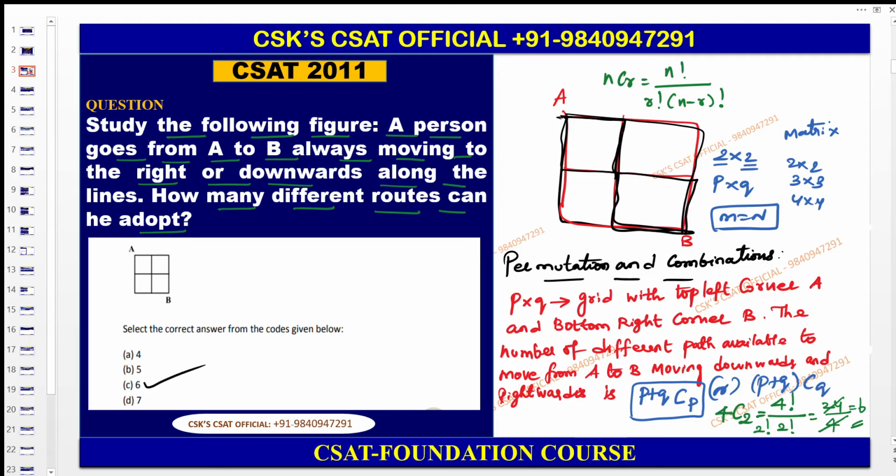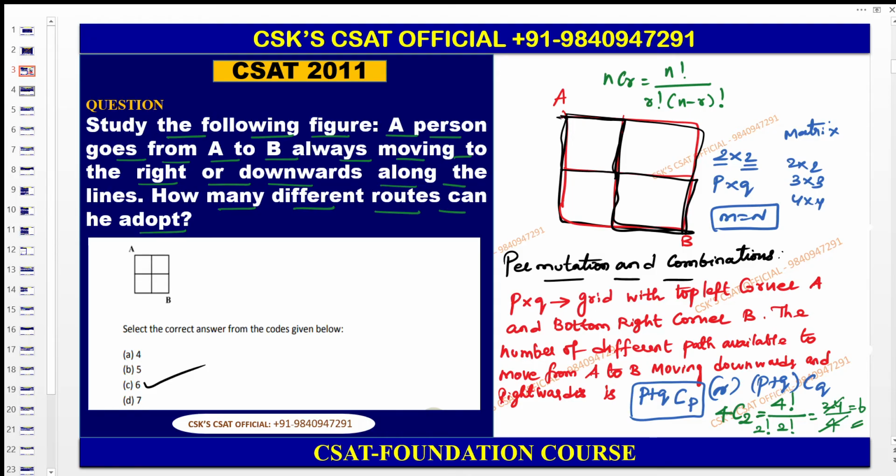2 rows 2 columns, 3 rows 3 columns, like that. So this is 2 into 2. So 3 into 3 means like this. Okay, this is a 3 into 3 grid, so this is a 2 into 2 grid. Getting? Okay.